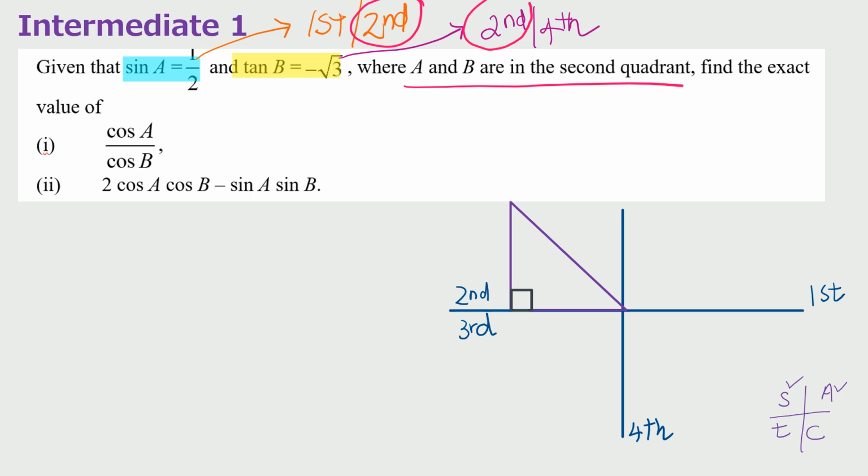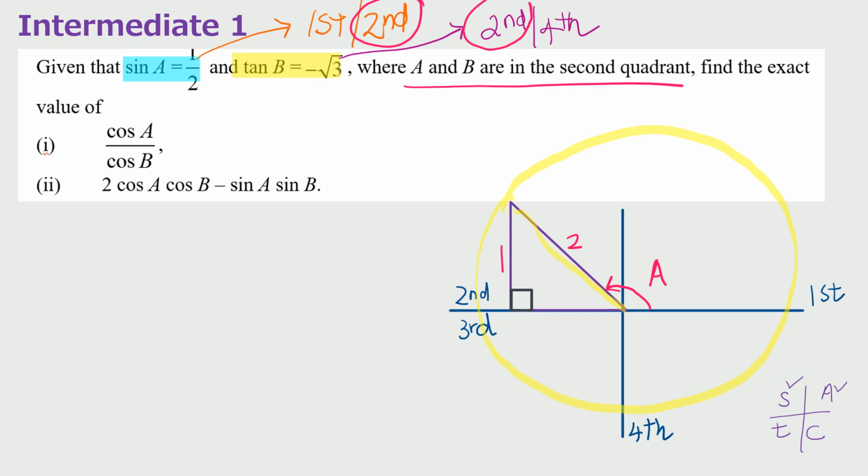All right. So sine A is equal to half. That's angle A, and sine is equal to the opposite over hypotenuse. Now this hypotenuse is actually the radius of your unit circle, and the radius is always positive, right? The radius is always positive, so the hypotenuse is always a positive value. Okay, why do I say that?